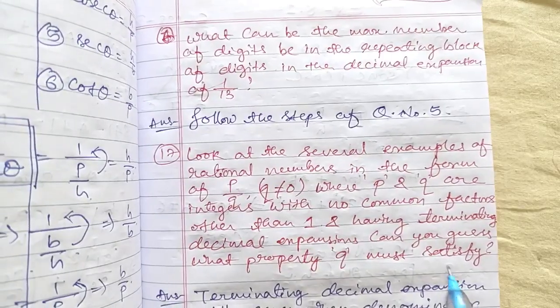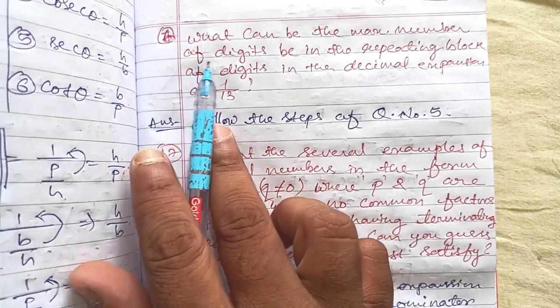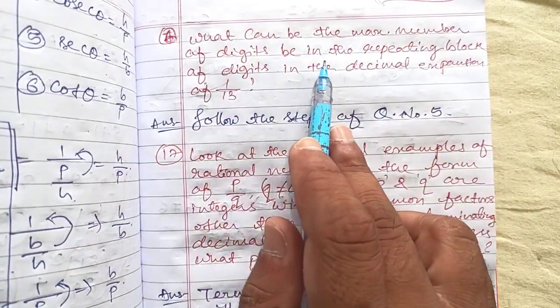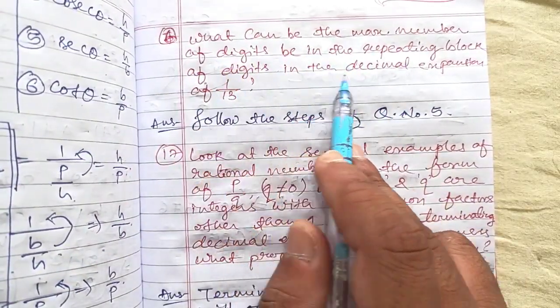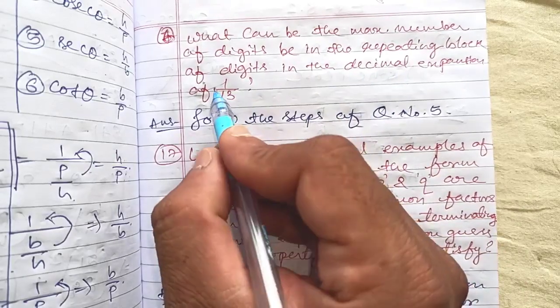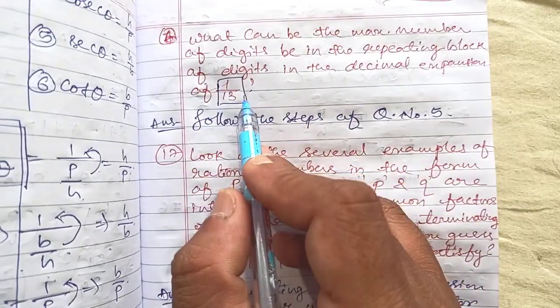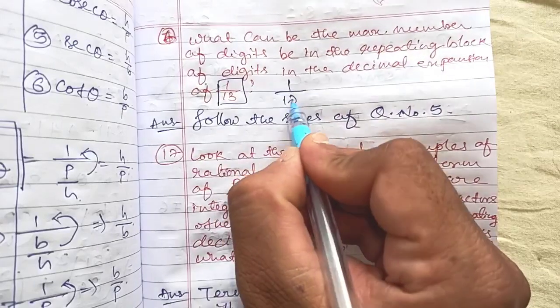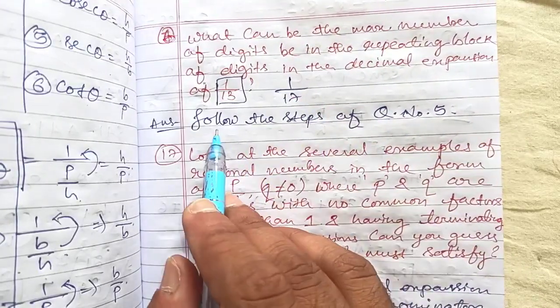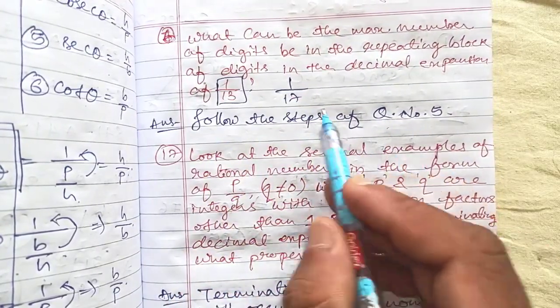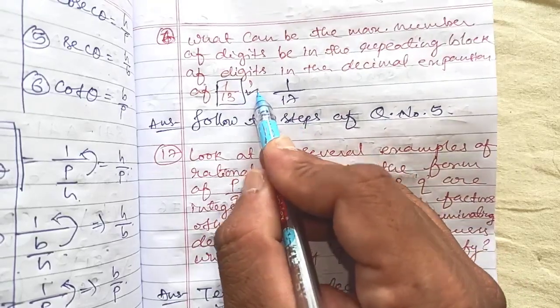Now question number 6. It is given, what can be the maximum number of digits in the repeating block of digits in the decimal expansion of 1 by 13? Just now I have explained 1 by 17 in question number 5. So follow the same steps of question number 5. You will be able to solve for 1 by 13.